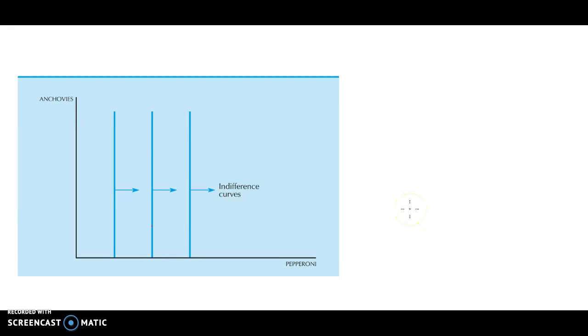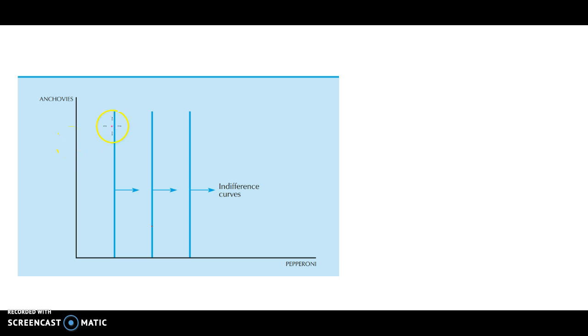This is figure 3.6 from the book, indifference curves with a neutral good. The example that the book gives is a pizza with two topping choices, pepperoni and anchovies. In this case, our consumer likes pepperoni, they want to consume more of that, but they're indifferent to anchovies. If there's 5 anchovies or 20, it doesn't change their utility at all.